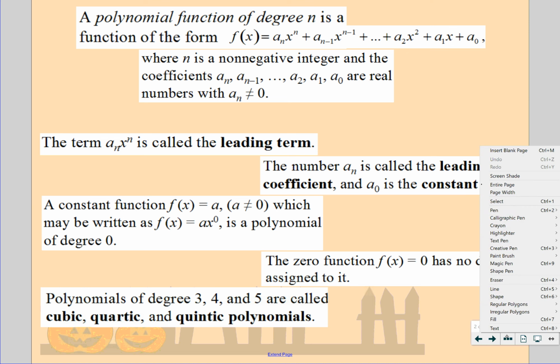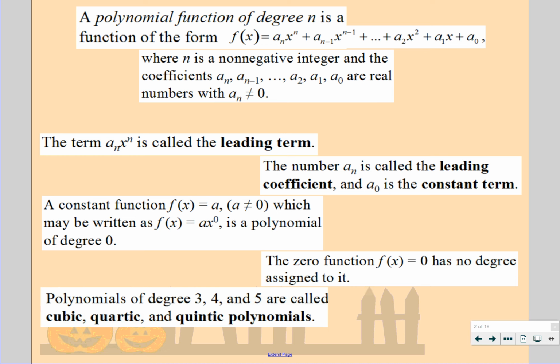So what a polynomial looks like is going to be something like this. It might be f of x equals negative 4x to the 6th plus 3x to the 4th minus 2x to the 3rd plus 4x minus 7, something like that, where we've got a number times our variable to a power, plus or minus, a number times a variable to a power, so on and so forth.